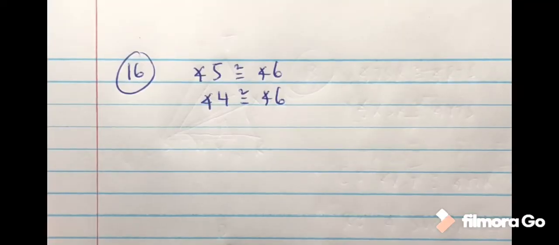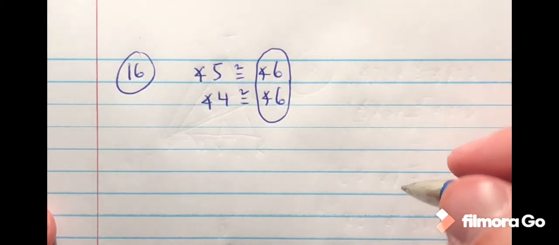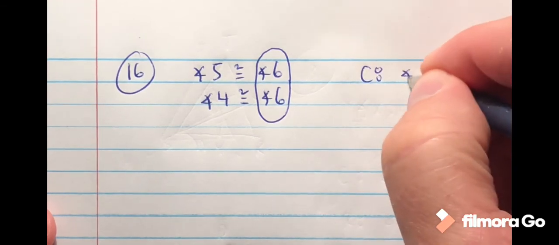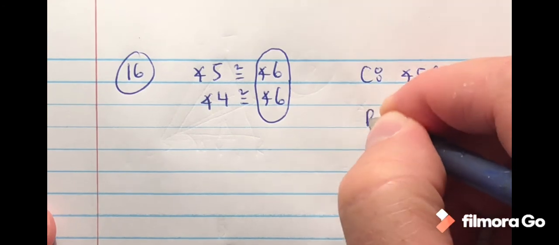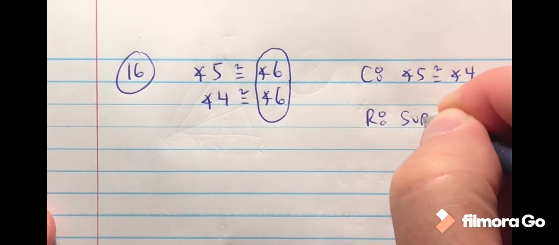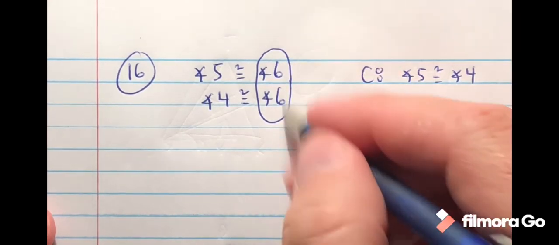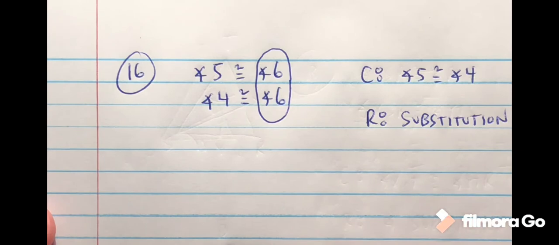Okay, number 16, this is one we do not need the picture. Hopefully you notice the 6s are stacked there. So this is a situation where we're going to say that angle 5 is congruent to angle 4, and this is just simply substitution. Remember, when they're stacked, it's substitution. When the two angles are the same and diagonal, that's transitive.